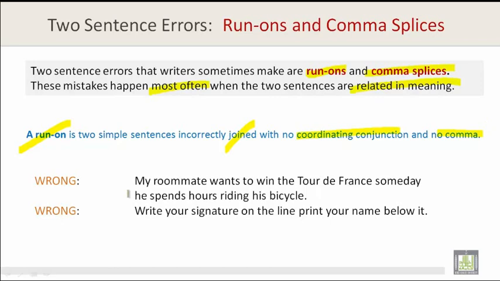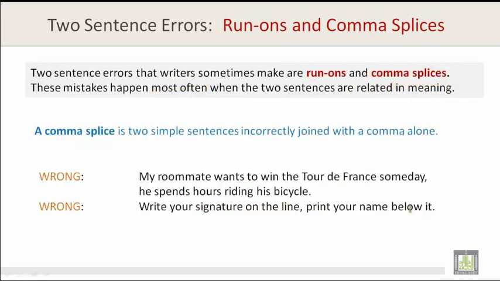For example, my roommate wants to win the Tour de France someday He spends hours riding on his bicycle. There's something missing here. Another bad example is: write your signature on the line print your name below it.